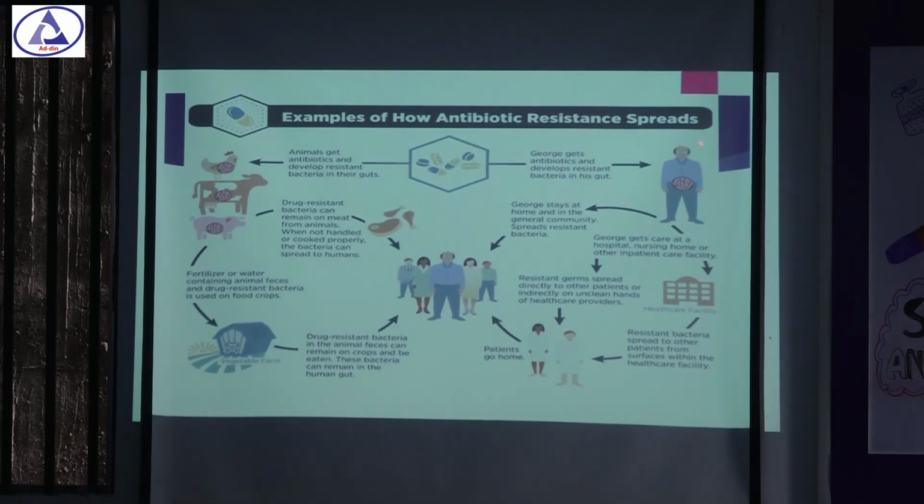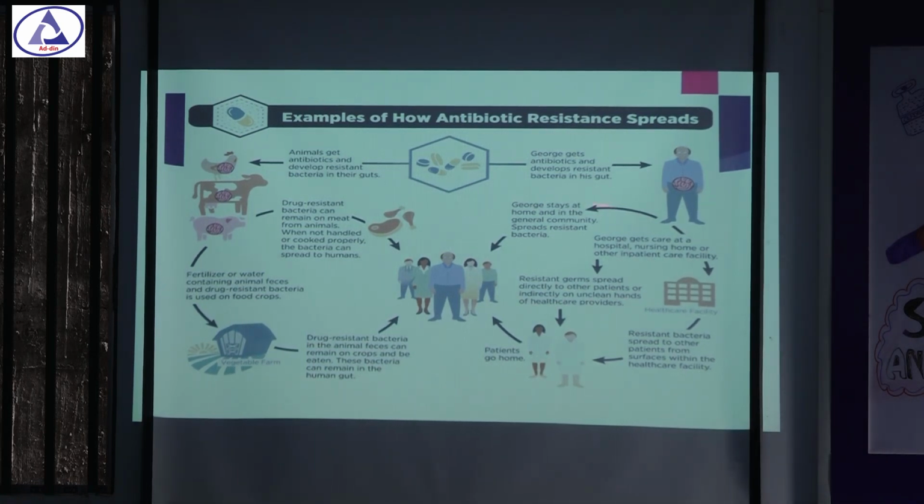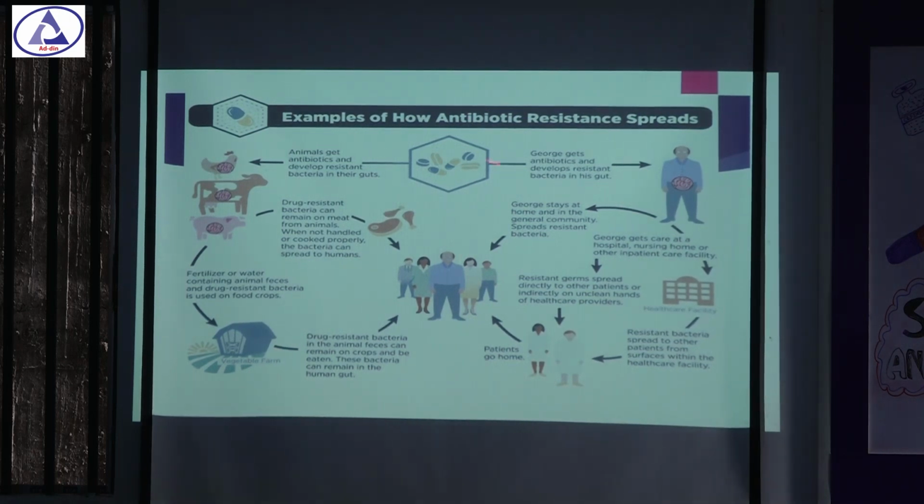On the other hand, this human carries the drug resistant organism in their gut. He will be a good source of drug resistant bacteria to his community, as well as when he comes to the healthcare setting, it is also a source of drug resistant bacteria. So in this way we can see that through livestock as well as humans, antibiotic resistance is spreading all over nature and the environment.